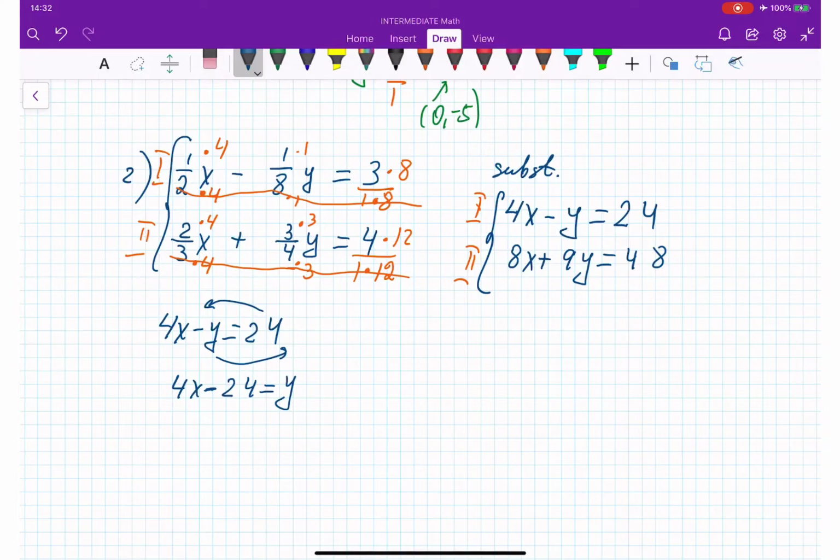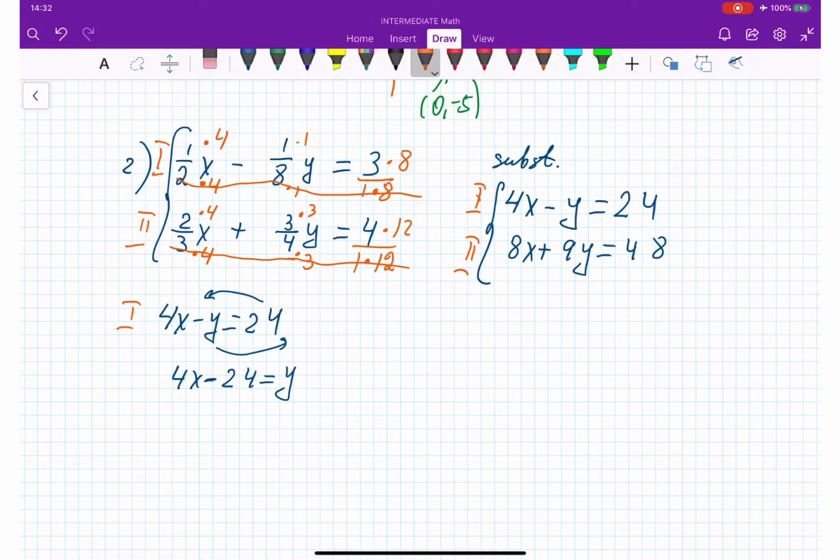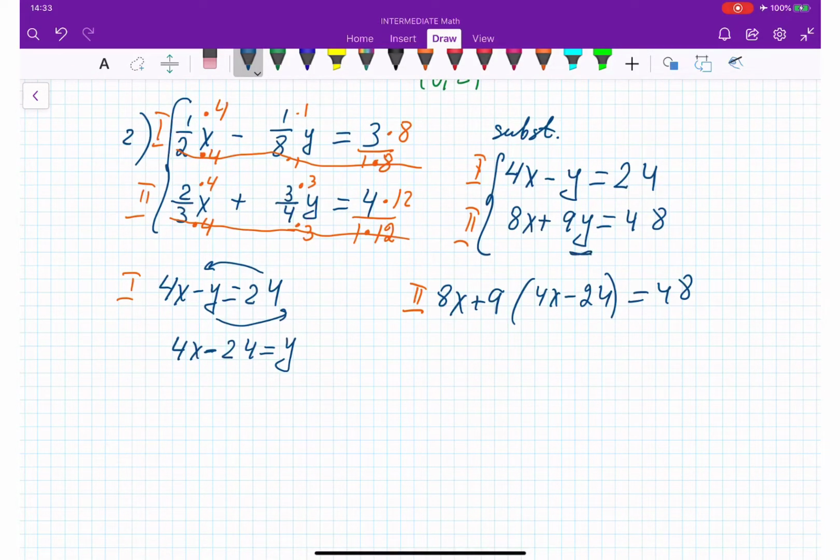Okay, next step. Since I found y from the first equation, I must plug this y into the second equation. So plugging into the second equation, I am going to get 8x plus 9 times the value of y, 4x minus 24, equal 48.